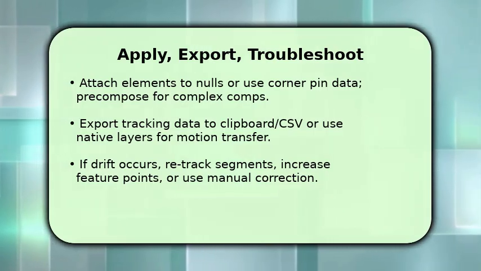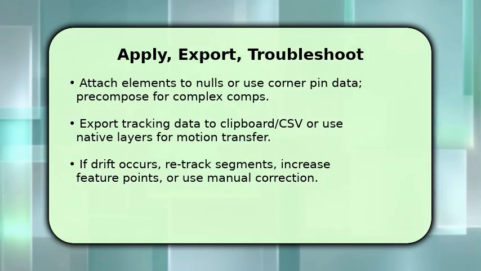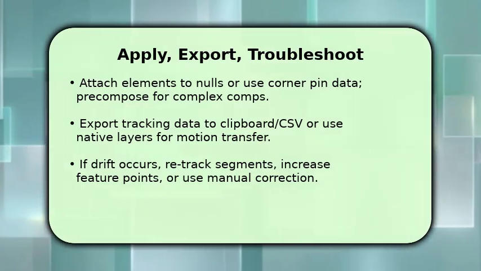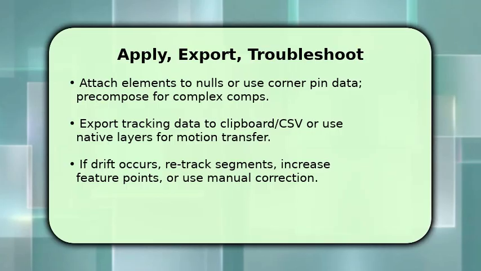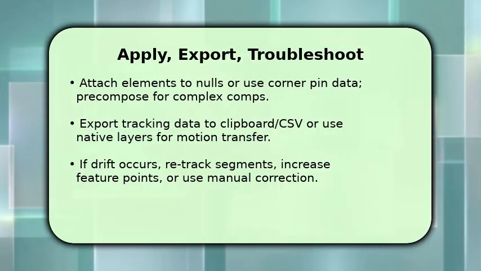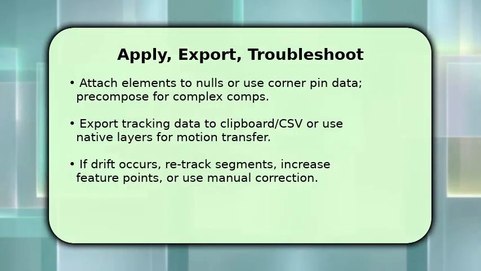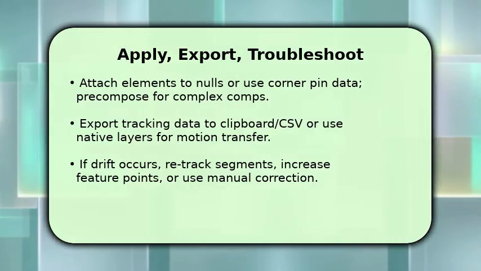Adjust easing or motion blur to match footage. If you see drift, rerun sections with denser feature points, extend search regions, or insert manual corrective keyframes. Remember one troubleshooting tip. When tracks fail repeatedly, simplify the region and track shorter intervals for stable results.